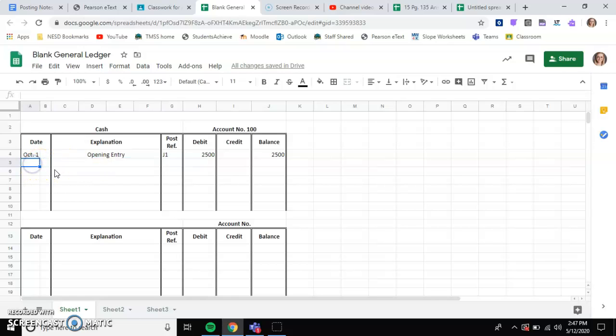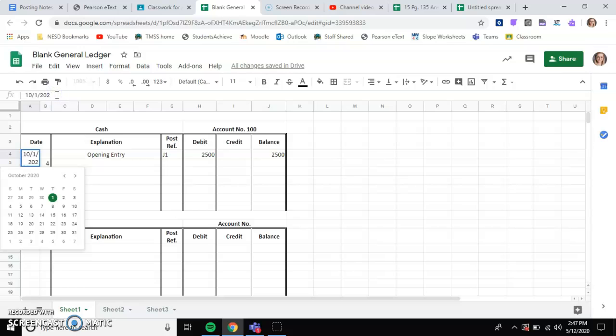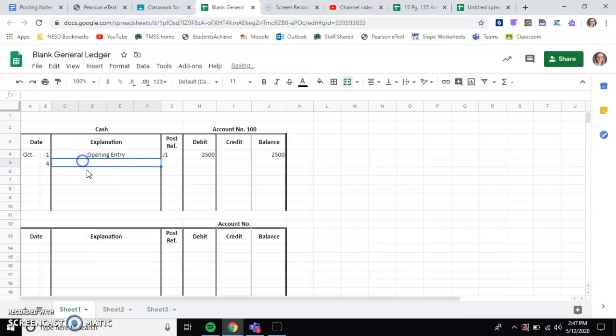So I might have something else happen on October 4th. Actually, that is supposed to go here, 4. And that is supposed to just have October. Oh my goodness. Okay, that and then a 1. There would be nothing there. There'd be something there, and there'd be something there, and there'd be something there. So other than the opening entry, you don't need to have any explanation filled in.